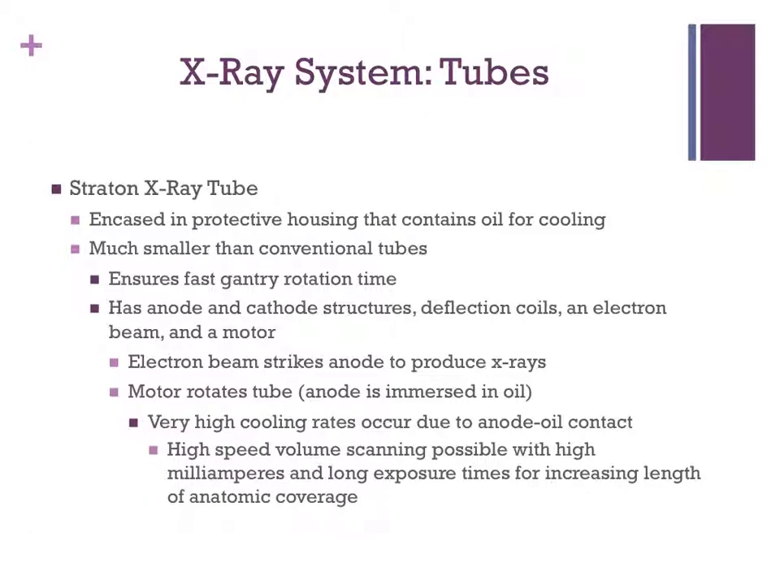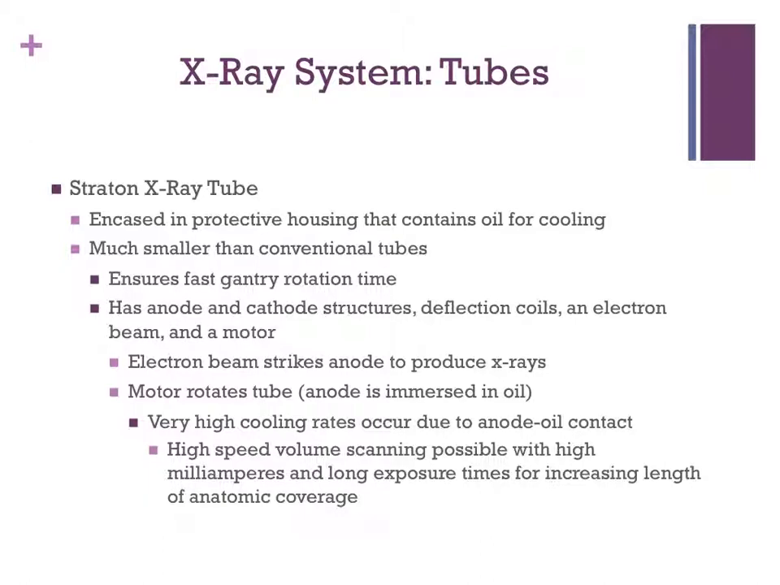This is the Stratton X-ray tube, which is encased in protective housing that contains oil for cooling. It is much smaller than conventional tubes, and the small size actually ensures that the gantry will rotate faster. It has anode and cathode structures, deflection coils, and an electron beam, as well as a motor. The electron beam produced by the filament housed in the cathode assembly is deflected to strike the anode to produce X-rays used for imaging. The motor actually provides the rotation of the entire tube, which is immersed in oil.